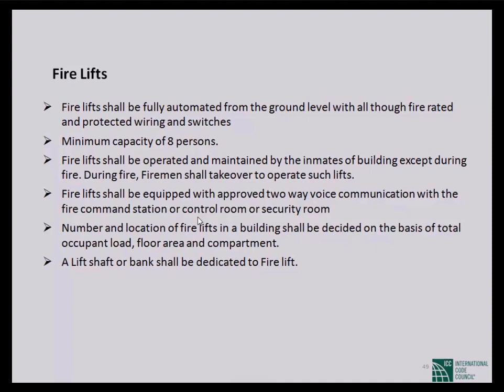Another thing, a lift bank should not have more than 6 fire lifts at a time. Another thing, the fire lobby, the lift and the stair should not be together if not totally protected. If they are separately protected, a fire stair should not be built around the lift. If it is built that way, the total lift and the fire stair must be protected as a smoke-proof enclosure.